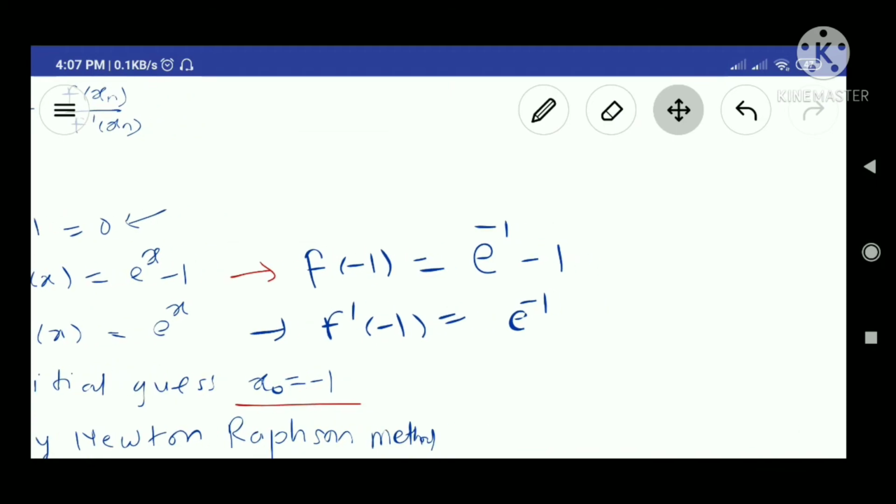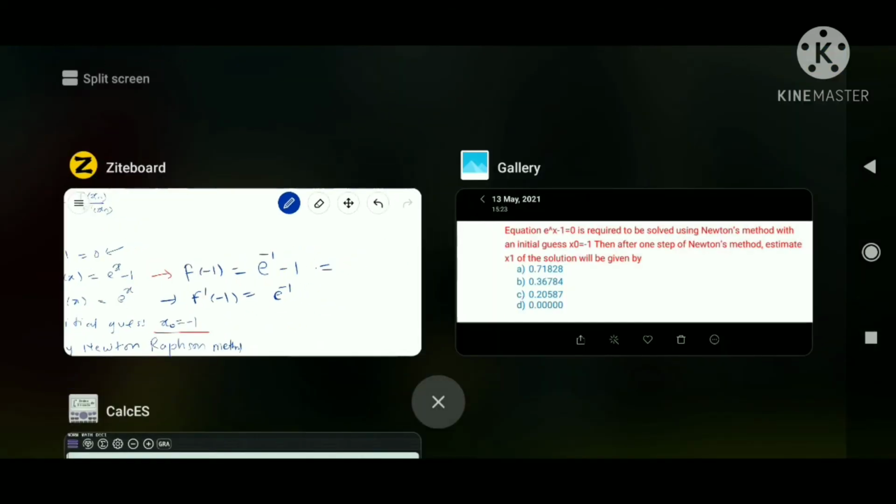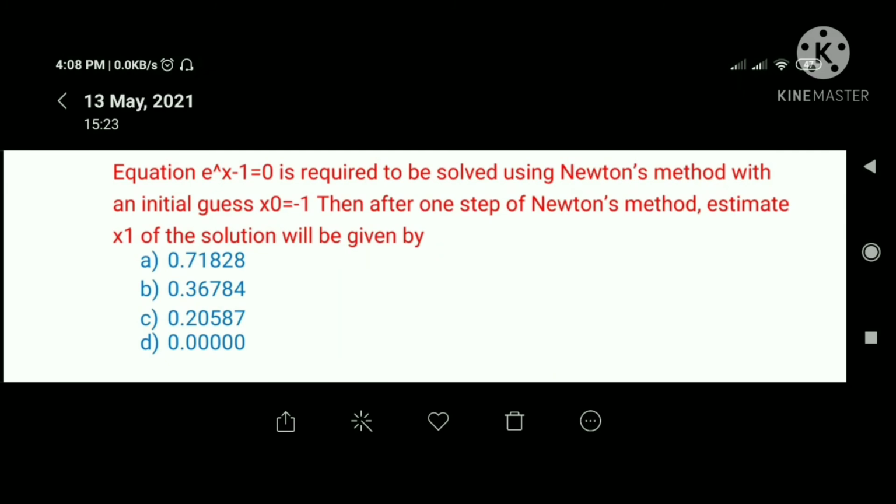Okay, I will just find out that value. Use calc. Now see, your example has 4 options and every option has 5 decimal places. See, 0.71828, 0.36784, which means in every option there are 5 decimal digits. So while using a calculator, fix your calc to 5 decimal places to avoid extra calculations.